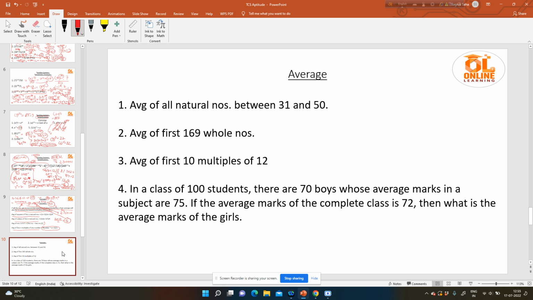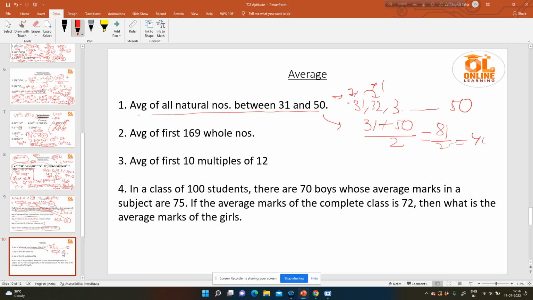Okay, it is given: average of all natural numbers between 31 and 50. We have to find it. All natural numbers means the numbers that start from 1. So 31 is a natural number, 32, 33, so all the numbers up to 50. Their common difference is the same, plus 1, so they are in AP. So we can directly use the formula first number plus last number by 2, that is 31 plus 50 by 2. So 81 by 2 is 40.5.